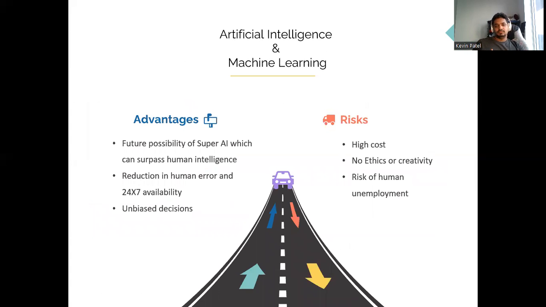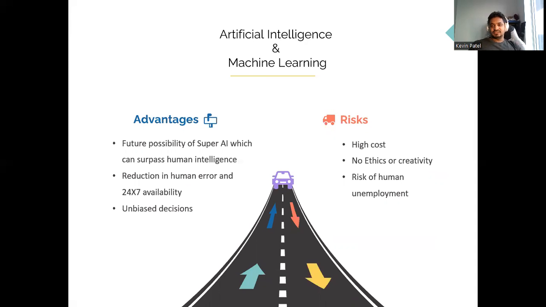Finally, the advantages. First, a future possibility of super AI, that is, super artificial intelligence, which can surpass human intelligence. It's still a concept, but a very promising possibility. The second is a reduction in human errors and all-time availability without fail. And the third thing is there is no bias when making decisions. Since we are talking about a machine and an algorithm, it doesn't have any kind of bias.